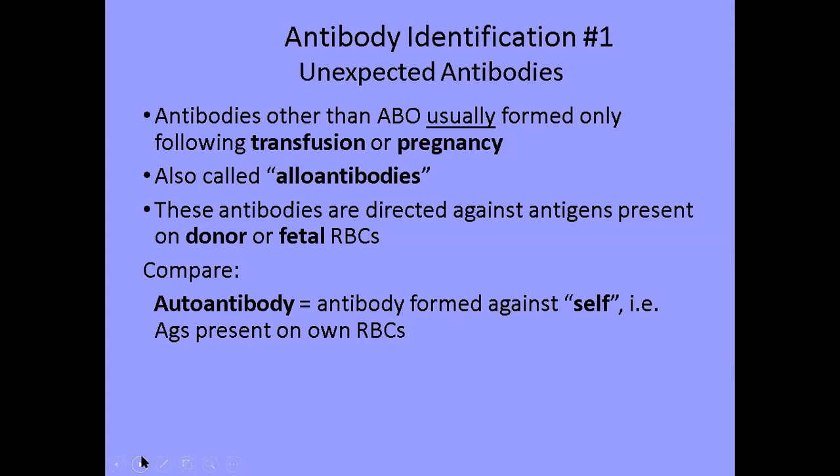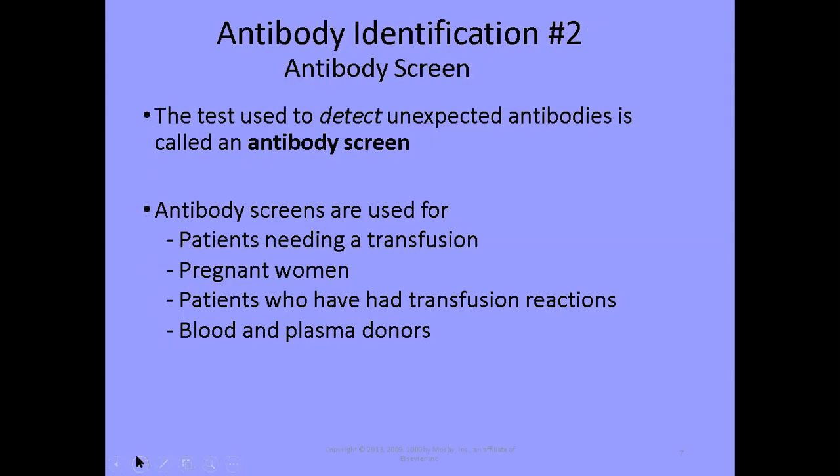An autoantibody is an antibody that would be formed against self, meaning I've formed antibodies to antigens that are present on my own red cells. Okay, so alloantibodies are antibodies that are formed and directed against antigens of the red cells of others, not my own. So the test that we use in the lab to determine if someone has an unexpected antibody or unexpected antibodies, which is entirely possible to have more than one, is called the antibody screen.